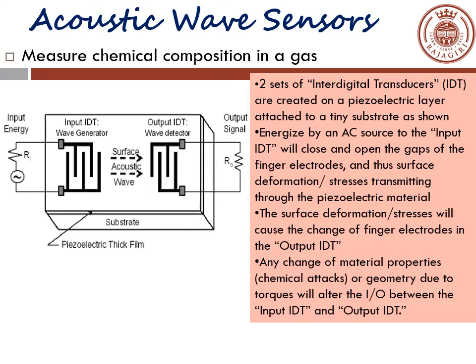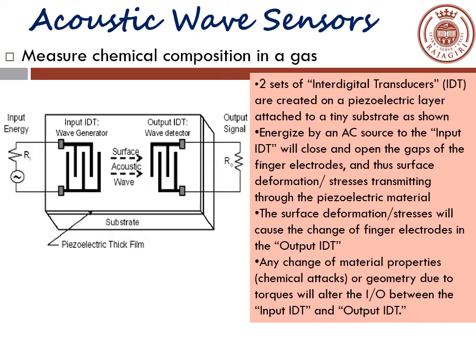Now this surface deformation or stress will cause a change in the finger electrodes of the output IDT. The output IDT also has a similar finger electrode structure. So the surface deformation, transmitted in terms of a surface acoustic wave, will cause a change in the finger electrodes of the output IDT, and based on that value you will have an output signal. This acoustic wave transmission and reception by the output IDT will produce an output signal, which will be almost a constant value.